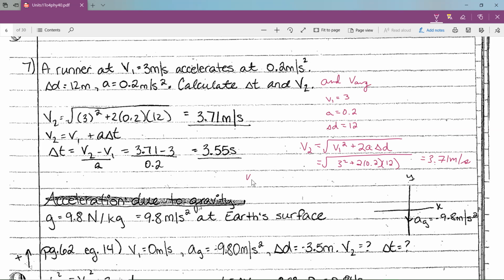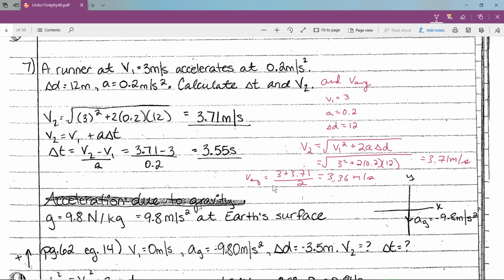V average, I can get that. V1, 3 plus V2, 3 plus 3.71 over 2. So 6.71 over 2. 6.71 divided by 2, 3.36, close enough, meters per second. Okay, and now to get delta T, you can do it two ways here. I could just use this equation: V2 is V1 plus A delta T. So delta T is delta V over A. And you get 3.55 seconds.